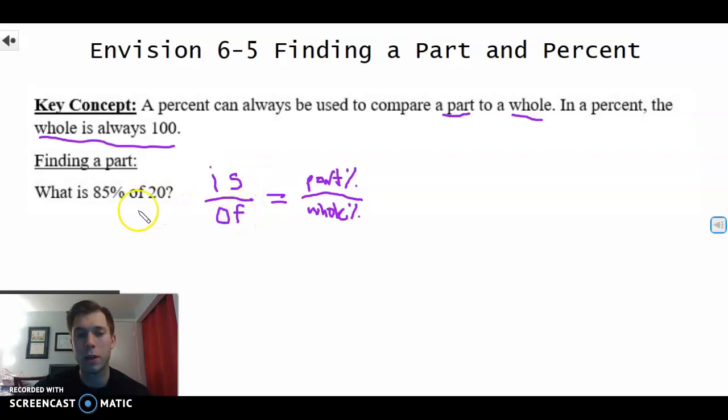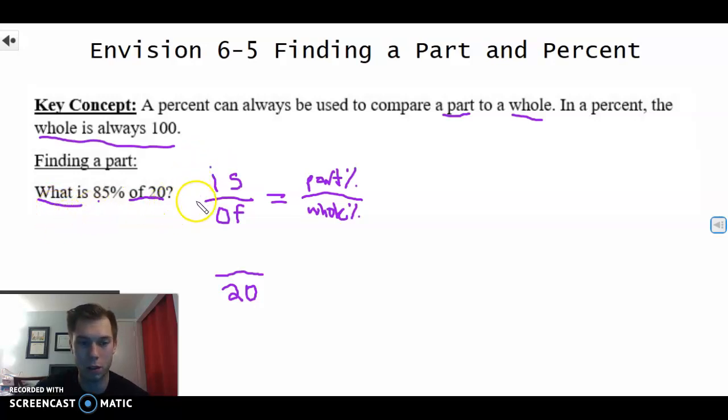Okay? So in this case, when you see what is 85% of 20, okay, well right now you don't know what the is actually represents. It says what is. So what you can do instead is you can leave that part blank, because you don't know what that numerator is. And then of 20, well, it's telling you, since the of's next to 20, that you are going to use the 20. The 20 then, since it's of 20, the 20 is representing the whole. And the is, whatever the is, sounds weird to say, it is representing the part.